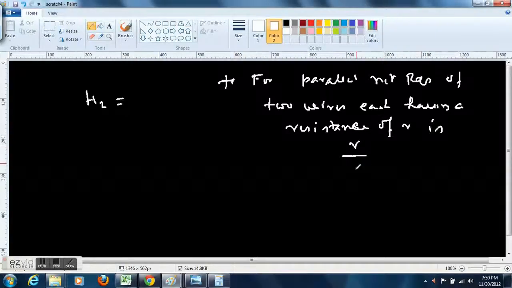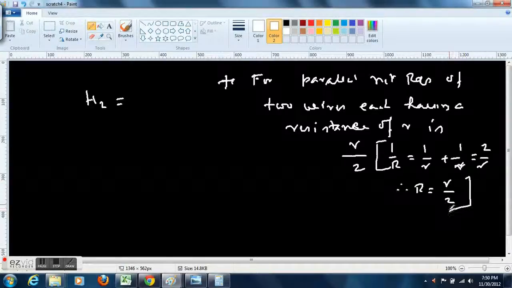So two wires each having a resistance of r, when they are connected in parallel the net resistance will be r upon 2, which is coming from the formula 1 by R equal to 1 by small r plus 1 by small r, which is 2 by small r. Therefore net resistance equal to r upon 2. Okay, we will discuss the remaining in the next tutorial.